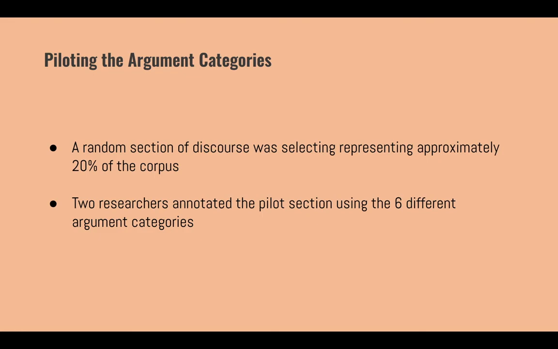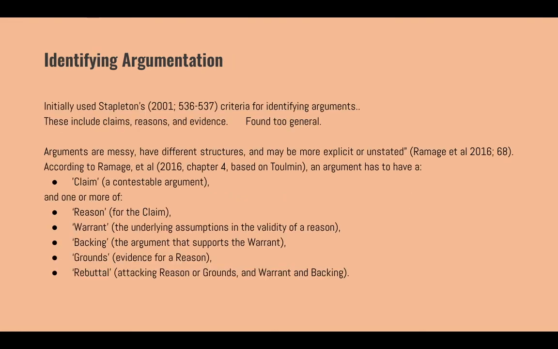To test the effectiveness of the annotation codes, we ran a pilot study in which 2 researchers separately annotated a section of the corpus. To identify arguments in the corpus, we initially used criteria developed by Stapleton. However, it was determined that these criteria were not detailed enough. So we turned to Ramage et al., which provides a more detailed breakdown of argumentative structure.